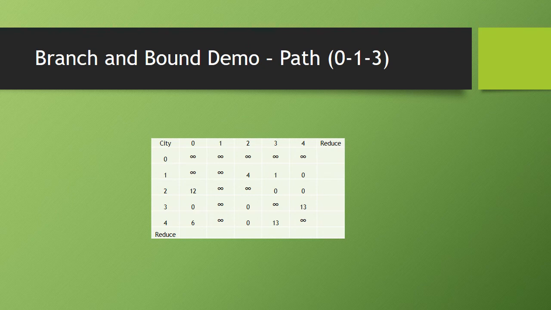So now exploring 0, 1, 3, we will again make row 1 all infinity, column 3 infinity, and then we begin our reduction. So 0, 0, 0, 0, 0, and then our columns, 0, 0, 0, 0, 0. So our new reduction is 0.